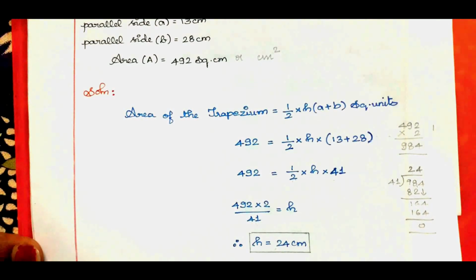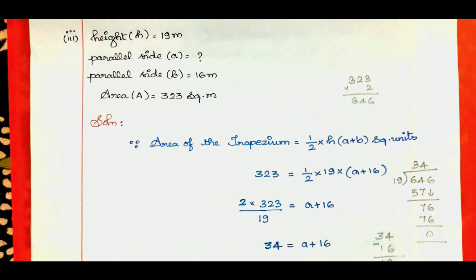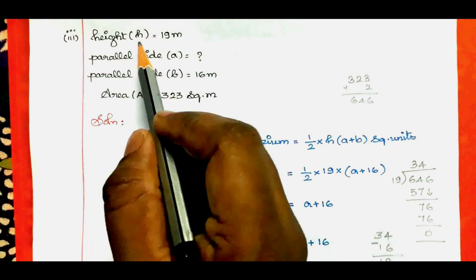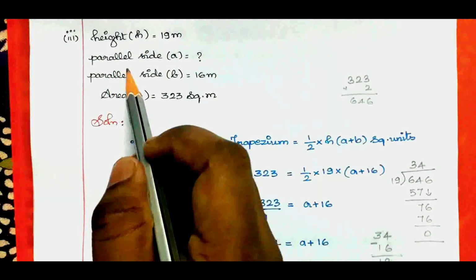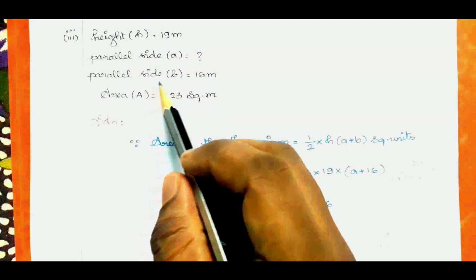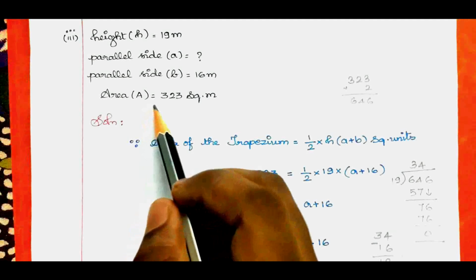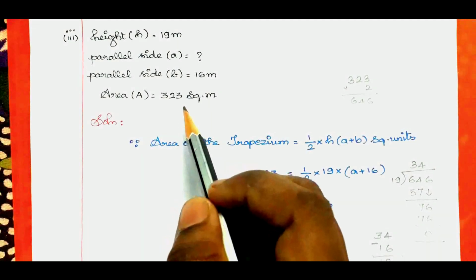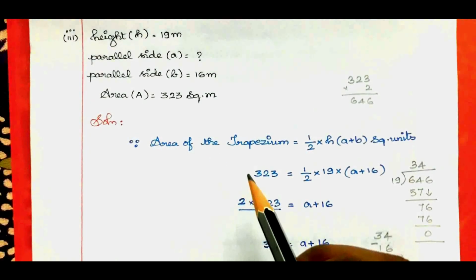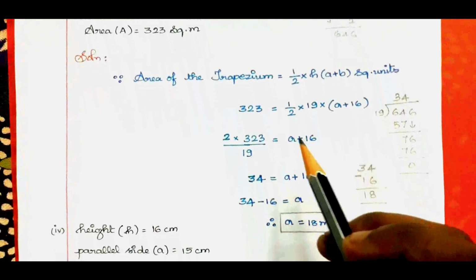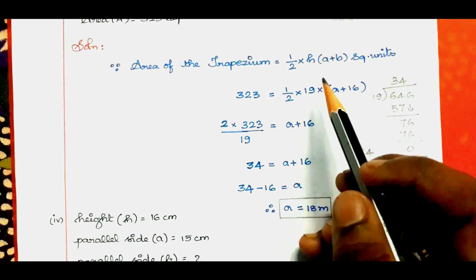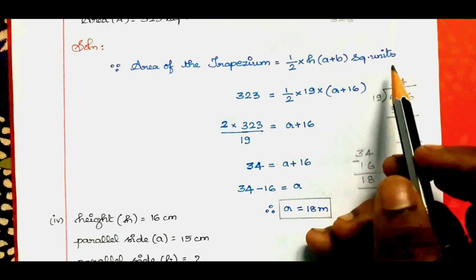Clear? Yes. Next, we'll move on to the third question. Height h is equal to 19 meter. Parallel side A is equal to question mark, which is nothing but the unknown. Parallel side B is 16 meter. Area A is equal to 323 square meter. Now we will go with the solution. Area of the trapezium is equal to half into h into a plus b square units.